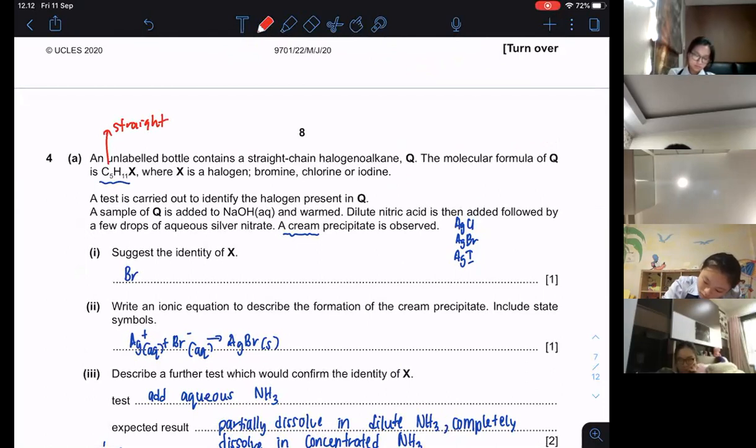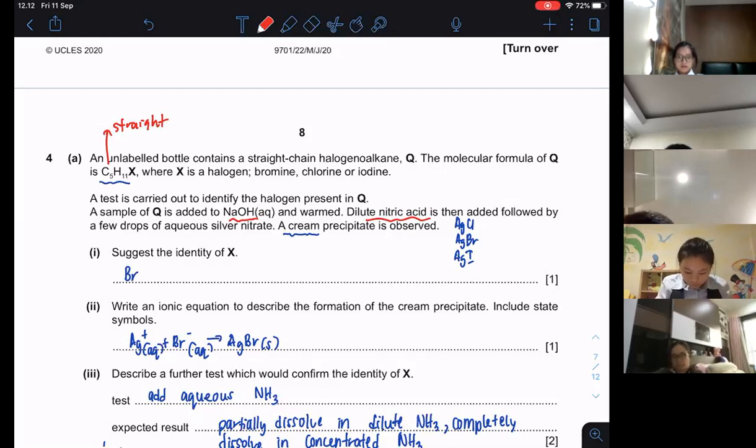If you want to find out what kind of halogen, I think you should know this by now. What you do is add sodium hydroxide, warm. Then after that, you add dilute nitric acid, followed by a few drops of silver nitrate, and then you look for whether there is any precipitate. What we are looking for is the silver ion reacting with the halogen.